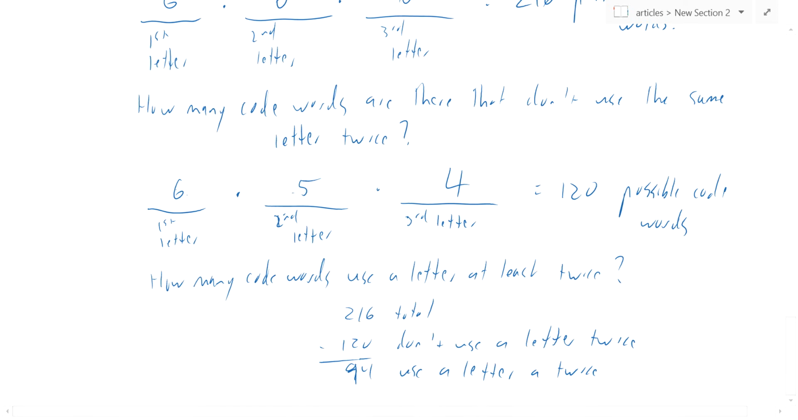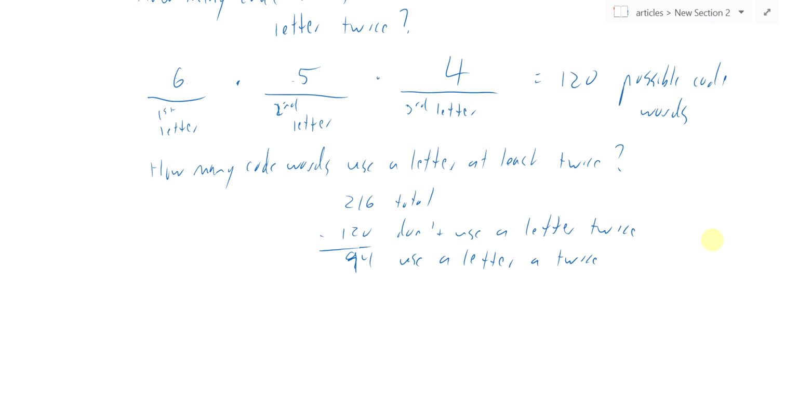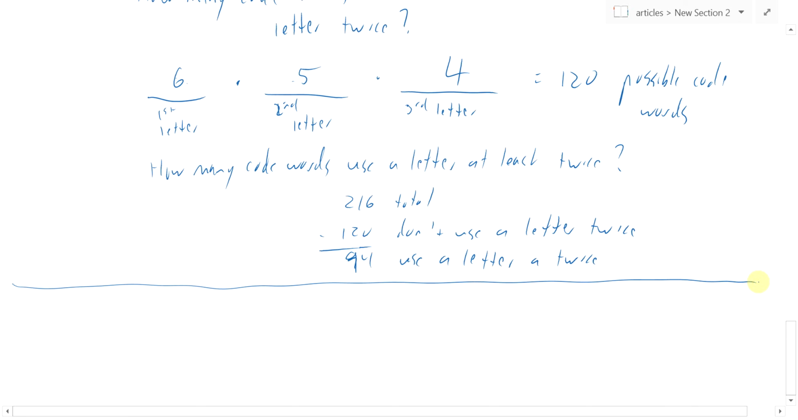So note that this is not actually a multiplication principle problem, but once you have these 2, you can figure out how many code words use the letter at least twice. So it's a sequence of choices. Whenever you have a sequence of choices, you multiply the number of choices at each step to get the total.